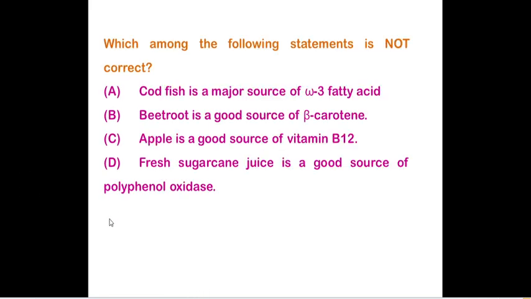Okay. Next is which of the following statements is not correct. Okay, so here for this question all the four options are correct. Of course, codfish is a major source of omega-3 fatty acid, beetroot is a good source of beta carotene, apple is a good source of vitamin B12, and fresh sugarcane juice is a good source of polyphenol oxidase. So if you know the answer for this particular question, please do tell me. For me, all the four options are correct. So you'll be getting a grace mark for this question if someone has challenged this question.